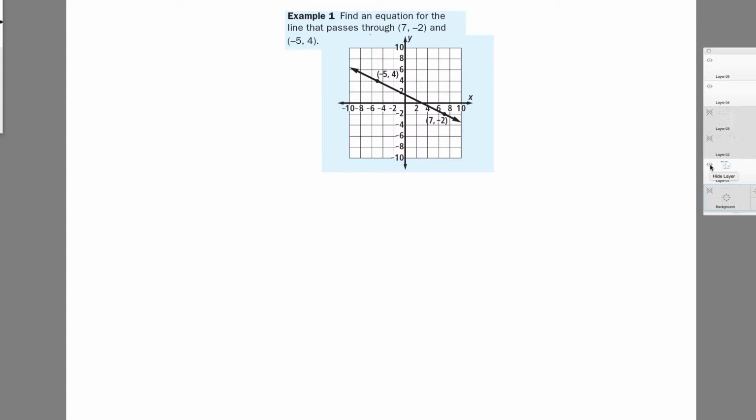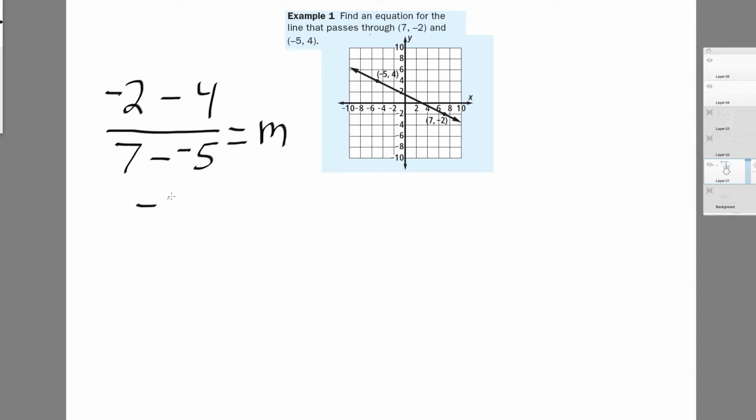Our first example is find an equation for the line that passes through (7, -2) and (-5, 4). Well, we're given 2 points, and it seems clear that what we want to do here is find out the slope, so we need to pick something to start with. So I'm going to go with (7, -2), so I'm going to get -2 is my y value, minus 4, and that's over 7, it pairs up with -2, and then minus a -5, minus a minus is a plus, and that's going to give me my slope.